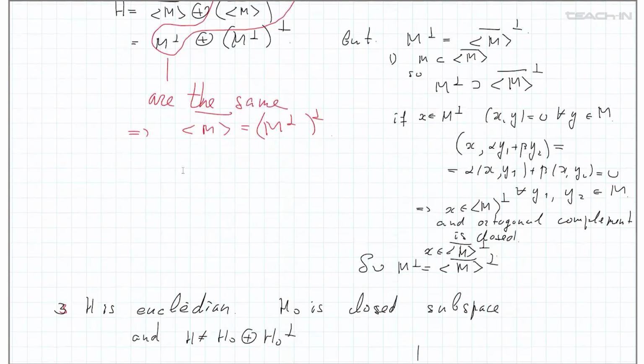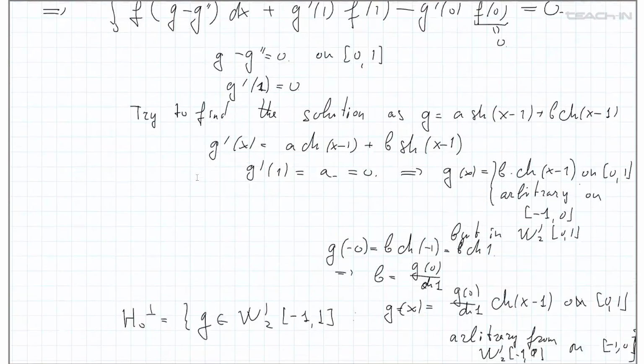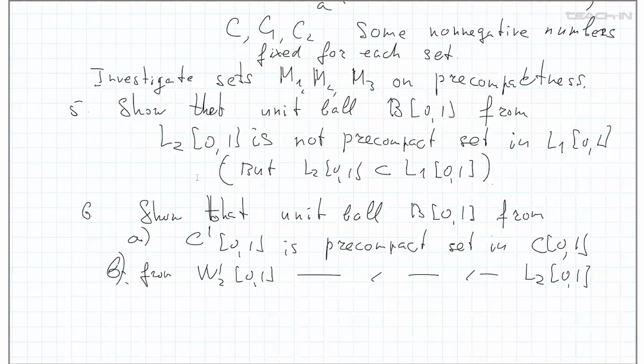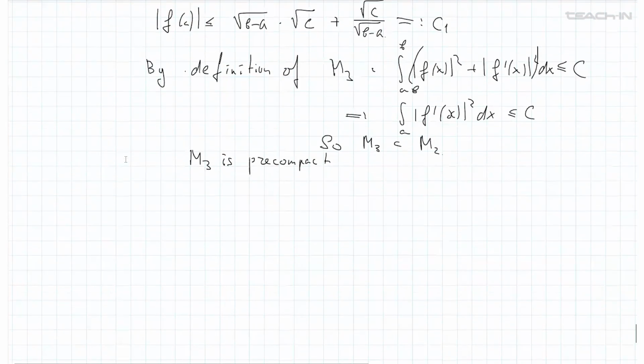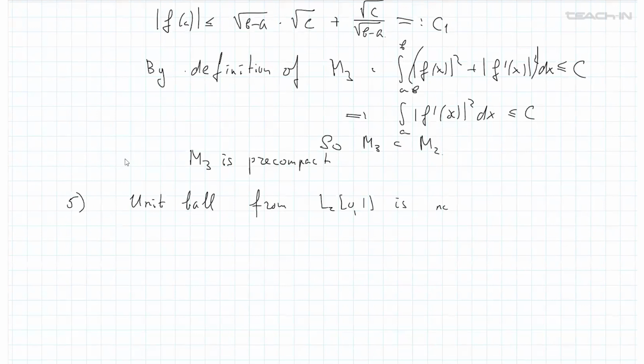And 5, yes? What problem 5 was? Let's see what problem 5 was. That the unit ball from L2, yeah, is not precompact in L1.